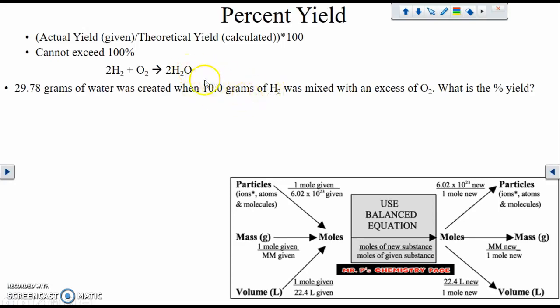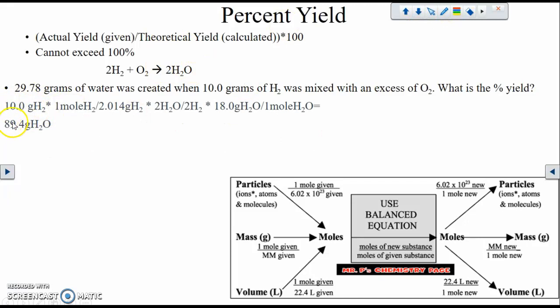So what do you do with this number? The first thing you do with a percent yield problem is you ignore the product first. What you're going to do is perform a gram to gram problem, where you start with grams of hydrogen and calculate the theoretical yield of water. So you're again ignoring this grams of water for now. If you go from grams of hydrogen to grams of water using this balanced chemical reaction, this is the setup.